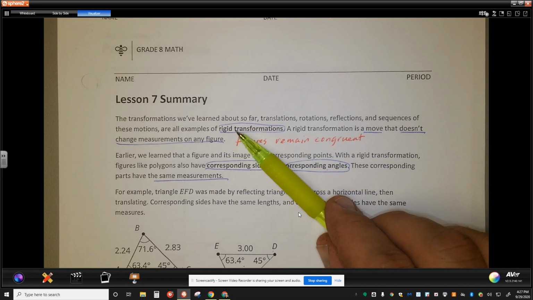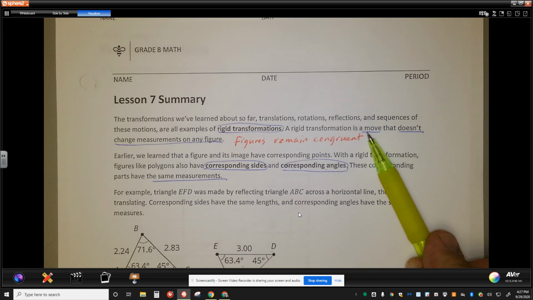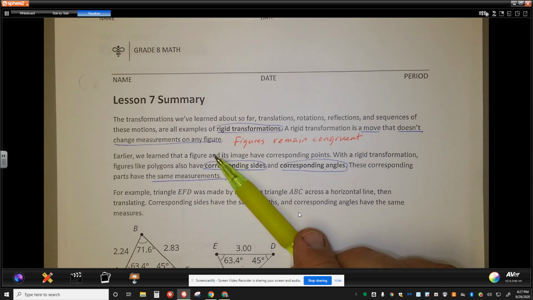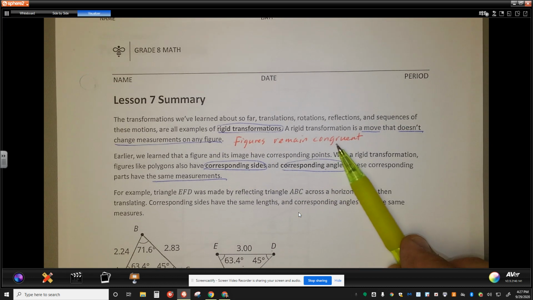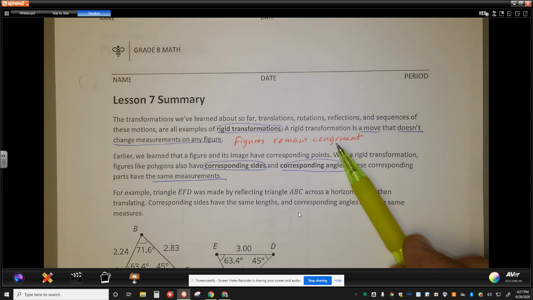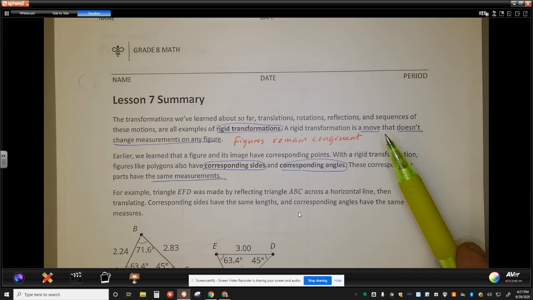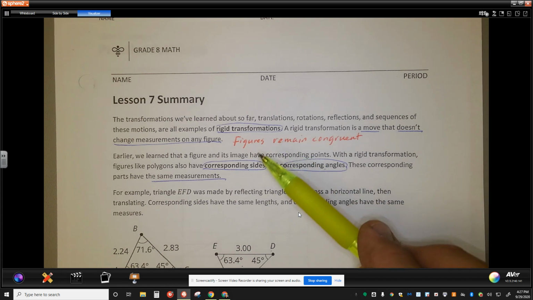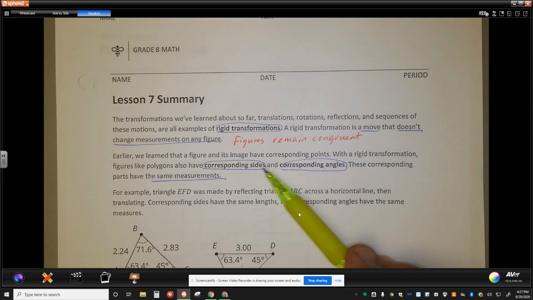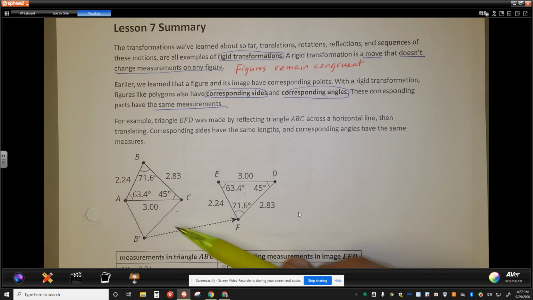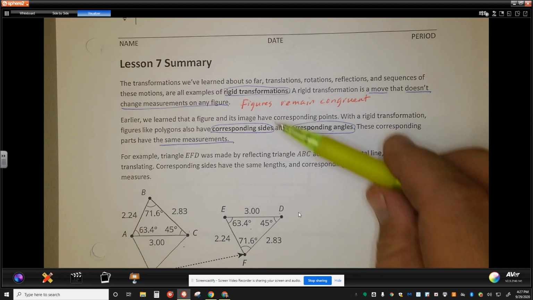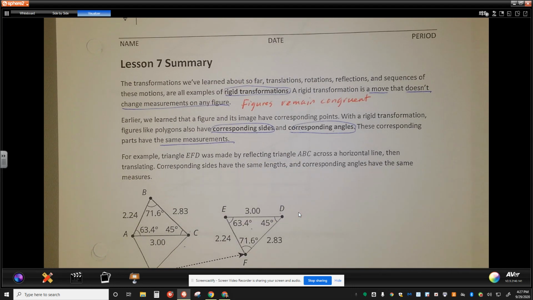For the work here, rigid transformation, we need to recognize that it's movement that doesn't change measurements on any figure. That means all of the figures remain congruent. If you have a square that has 3 inches on all sides, then it's still going to be a square that's 3 inches on all sides after any rigid transformation. All corresponding sides, all corresponding angles have to have the same measurement, as I discussed in the previous video. Please make sure that you review these summaries every single time. Have them out when you do your homework.